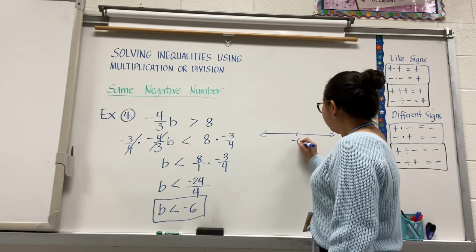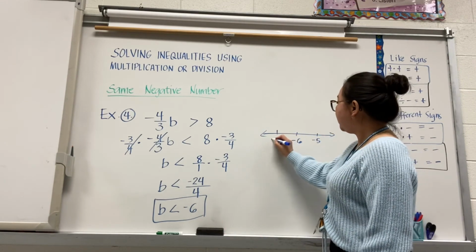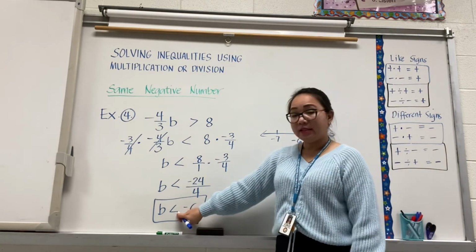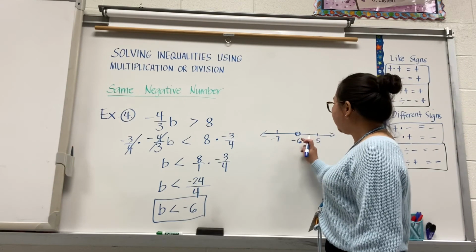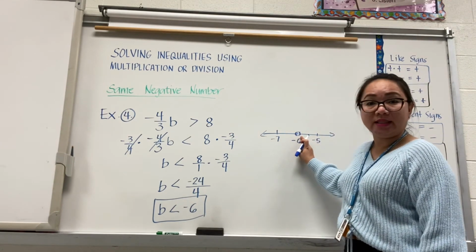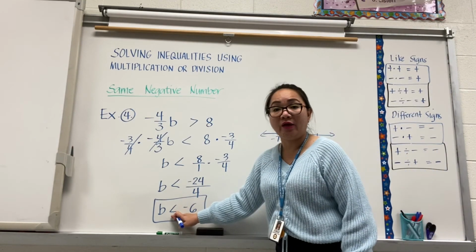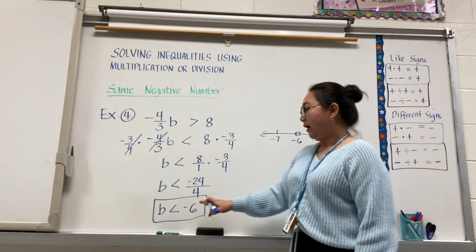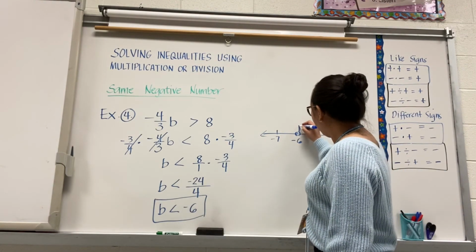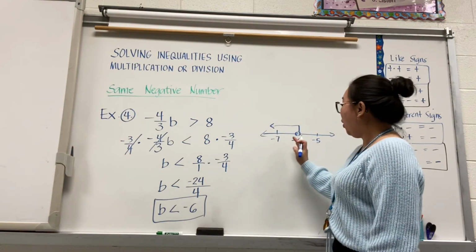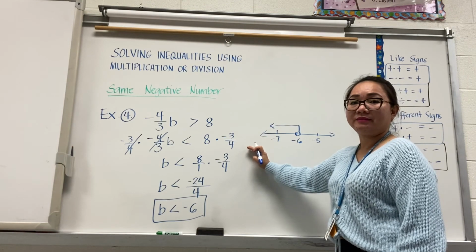Negative 6 in the middle. Right of negative 6 is negative 5. Left is negative 7. This is less than. So that means open circle. Open circle, which means negative 6 is not included. Only those numbers to the left of negative 6. It is less than. So that means left of negative 6. So your graph looks like this. All numbers to the left of negative 6.